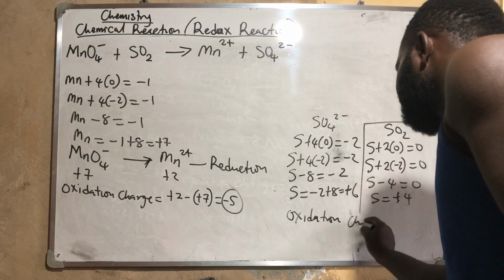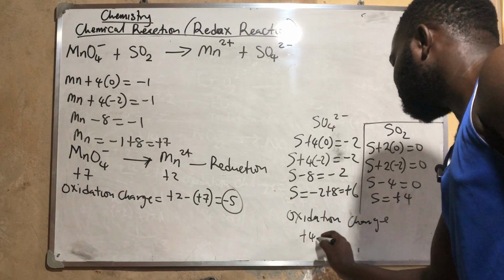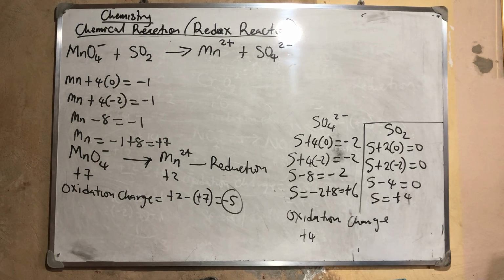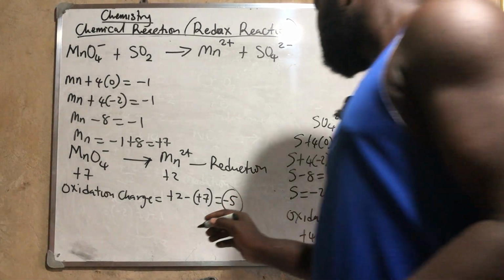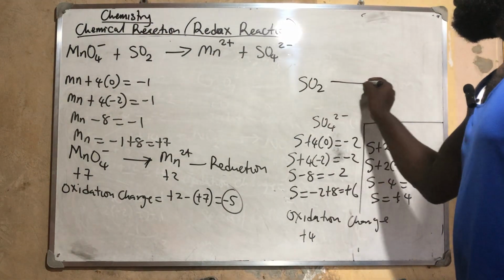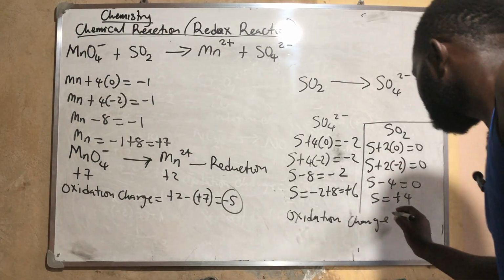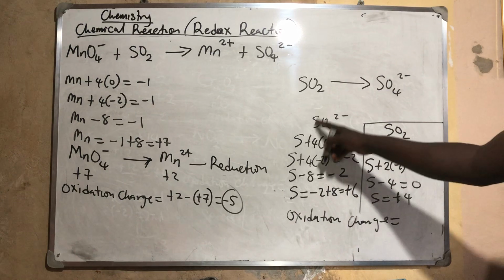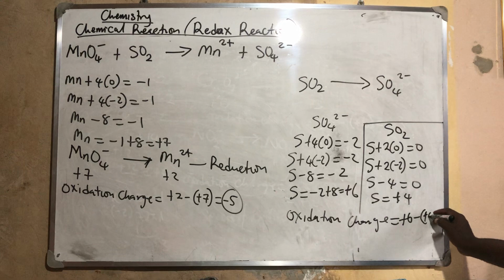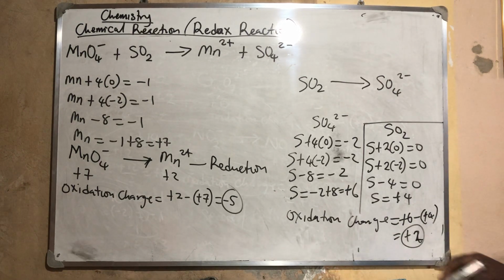The oxidation charge will now be from the product. Who is the product? Sorry. So let me write the equation here. SO2 gave us SO4 2 minus. So the product we calculated as +6 minus +4 to give us +2. You see, positive oxidation charge is oxidation.